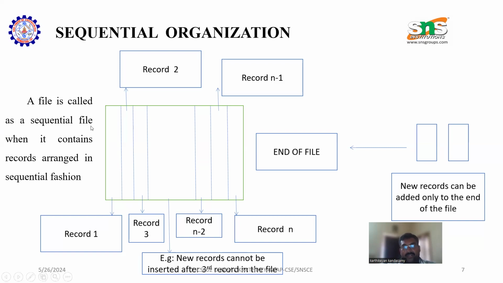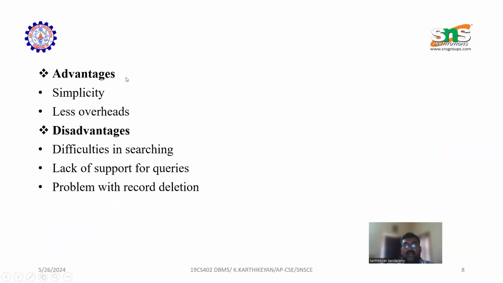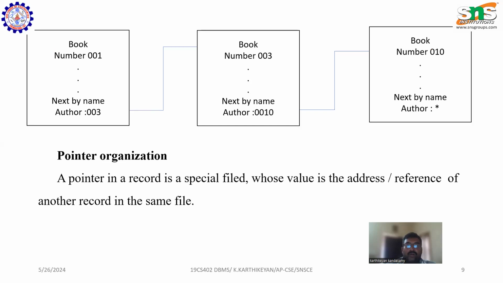The file is called a sequential file when it contains records arranged in sequential fashion. The advantages are simplicity and less overhead. The disadvantages are difficulty in searching, lack of support for queries, and problems with record selection. This is one example. Take a library: first book number one, and next book number three. So I search for book number three, then go to 10, and so on. This is the pointer selection method you can implement in your database server.